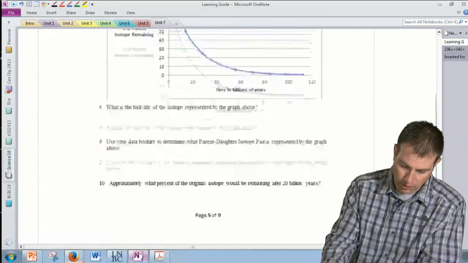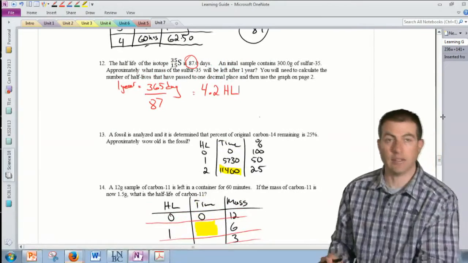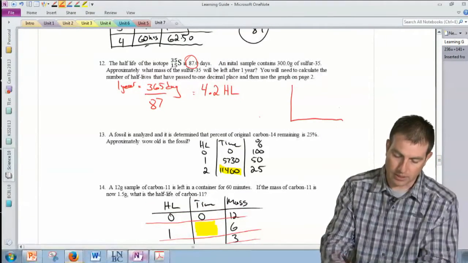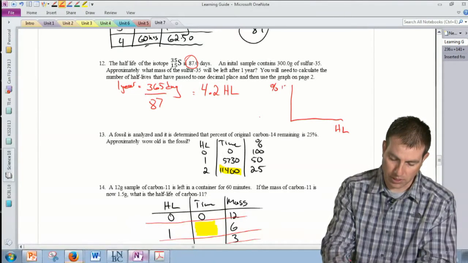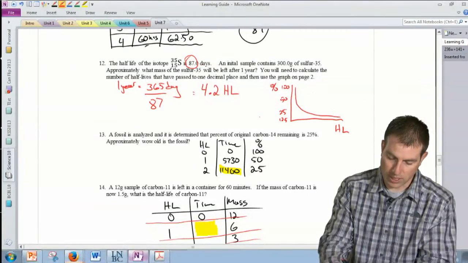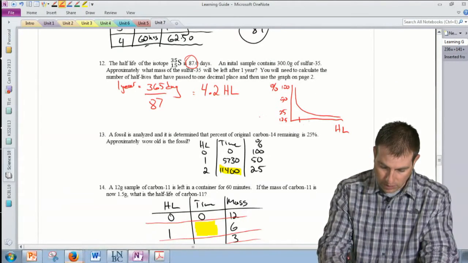If we had a chart that compared the number of half-lives as a percentage, we could look at that. If we had something like this that had half-lives down on the bottom and then percentage on this, and we had 100 and 50 and 25 and 12.5, and our decay curve went down like that, we could look at it. We can say, okay, there's 1 half-life, there's 2 half-lives, there's 3 half-lives, there's 4 half-lives, there's 5 half-lives.